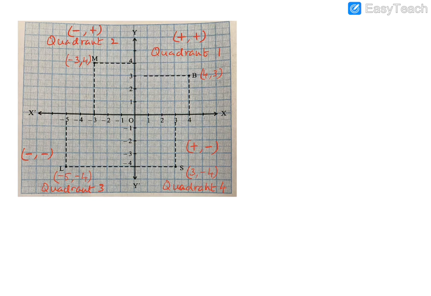Okay, we'll stop here, and that brings us to the end of chapter 3, which is coordinate geometry, and we'll continue next with our next chapter on polynomials.